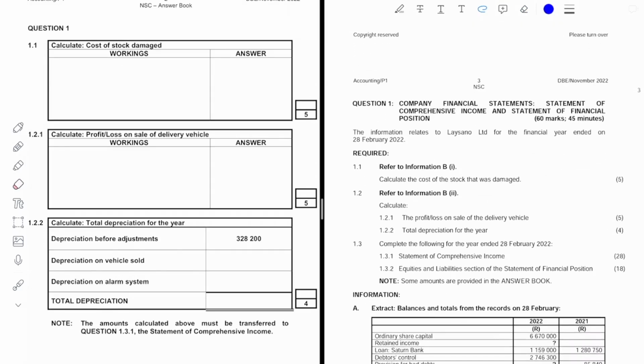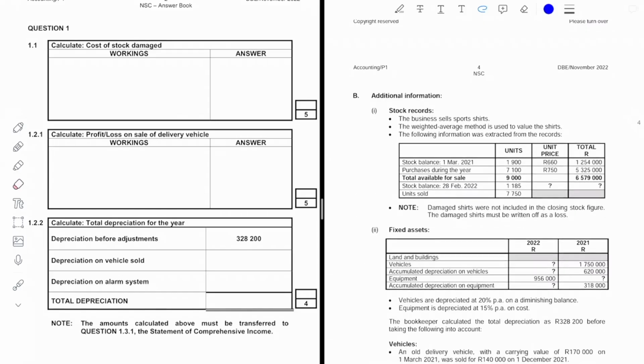So the information relates to Lesano Limited for the financial year ended on 28th Feb 2022. Keep in mind this means our financial year starts on 1st March 2021. They say refer to information B1 and calculate the cost of the stock that was damaged. So let's see what they say in B1. They give us some information about the stock records.